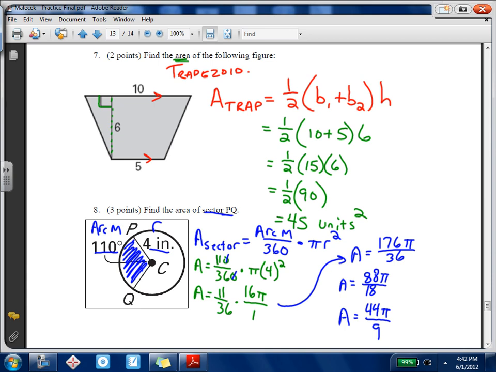We need to add our units. We're finding an area again, so it's going to be units squared, but this time they've given us the units, it's in inches. So it should be 44 pi over 9 inches squared. Or if you want to type it into your calculator, 44 pi divided by 9 is 15.36 inches squared. Once again, either is acceptable.